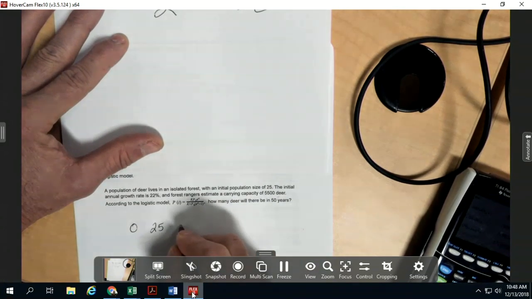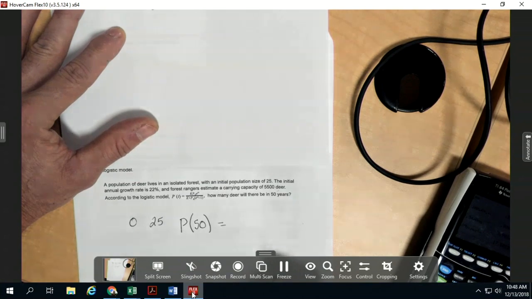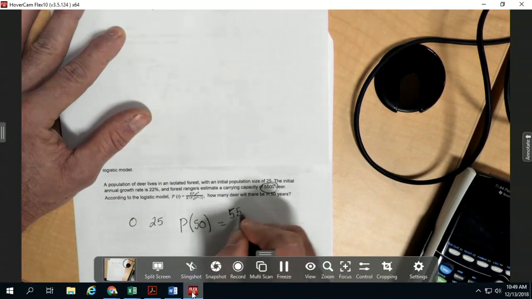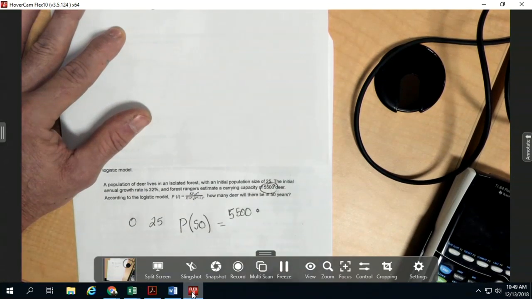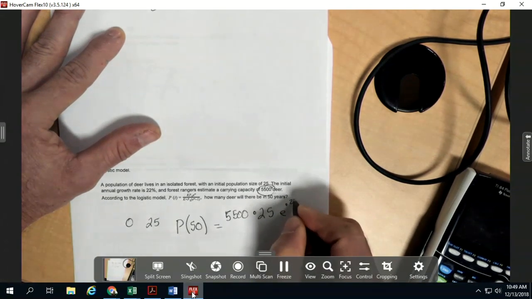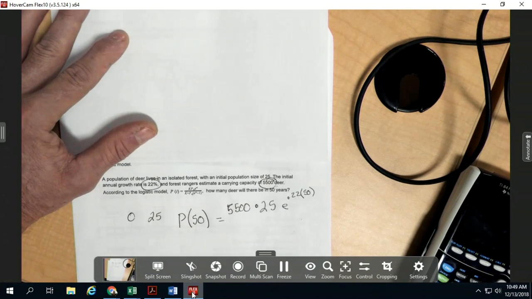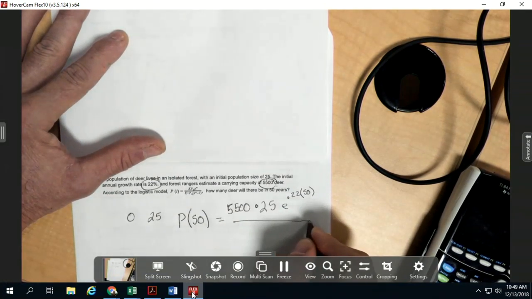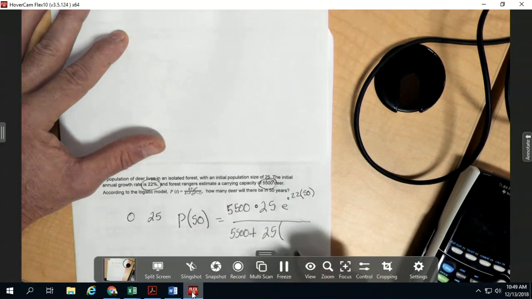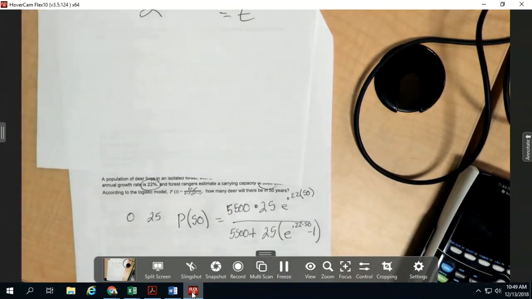So we would substitute in P of 50. That's what we're looking for. It is K, which is our carrying capacity, 5,500, times the initial population, 25, e to the 0.22, that's the growth rate, times 50, because we're talking about year 50, over K, which is 5,500, plus 25 times e to the 0.22 times 50 minus 1.